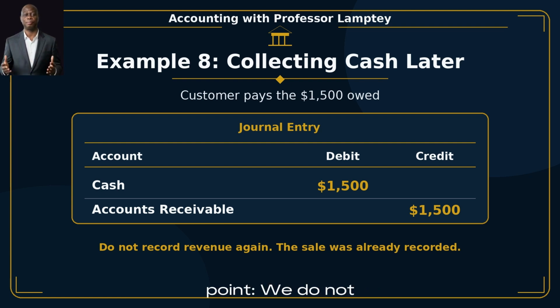Now here's the key point. We do not record revenue again. Why? Because the revenue was already recorded when it was earned. Now we are only collecting cash from a customer who previously owed the business. If we recorded revenue again, we would count the same sale twice. And in accounting, double entry is good.